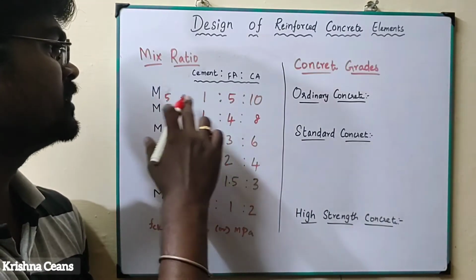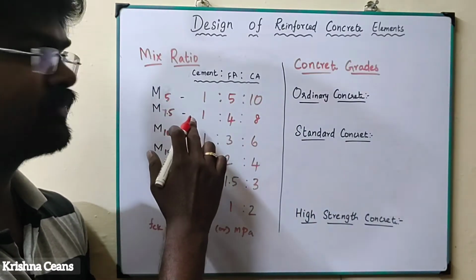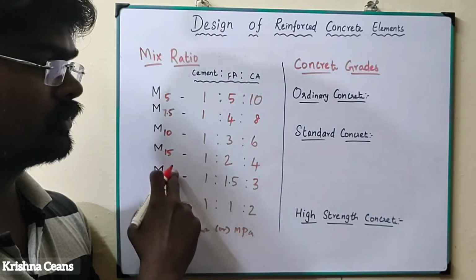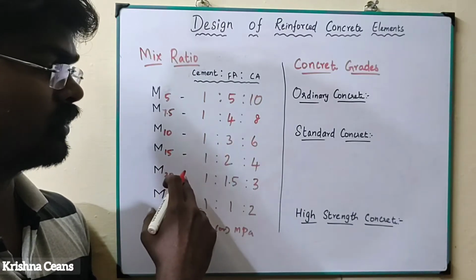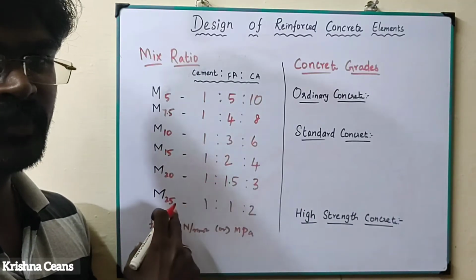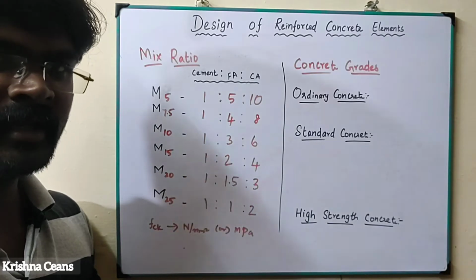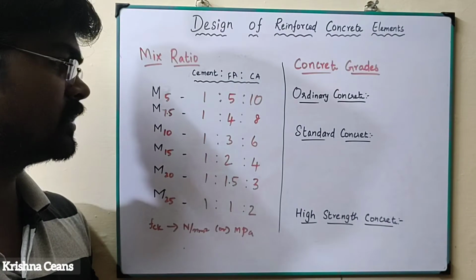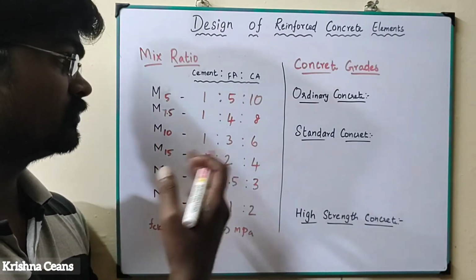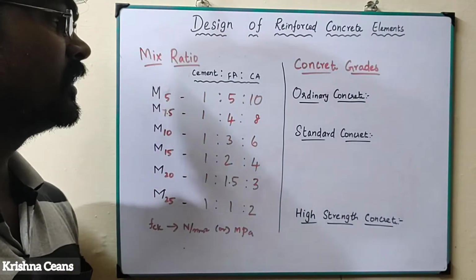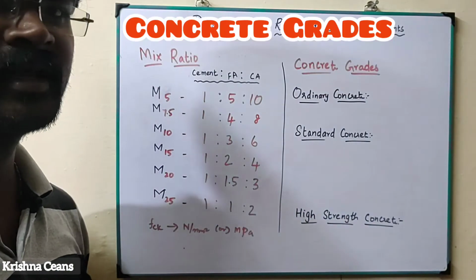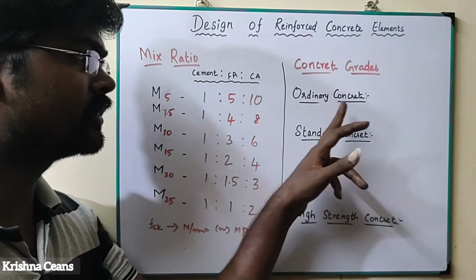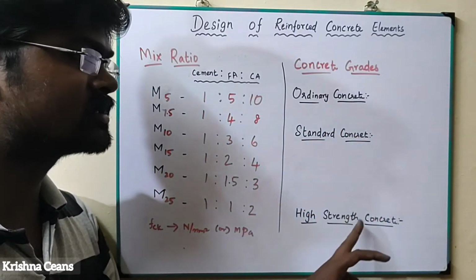Keep it in mind: M5 is 1:5:10, M7.5 is 1:4:8, M10 is 1:3:6, M15 is 1:2:4, M20 is 1:1.5:3, M25 is 1:1:2. For the remaining grades of concrete, we will design the mix. These are the standard mixes. Next we will discuss the different types of concrete grade: ordinary concrete, standard concrete, and high strength concrete.